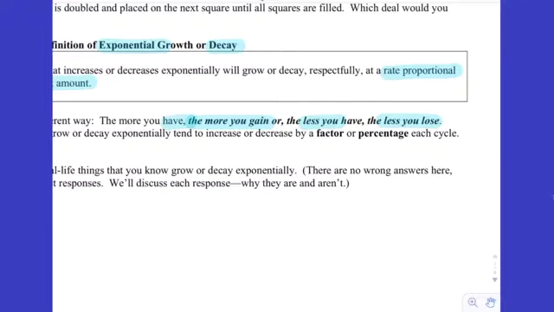So what about something that decays exponentially? Decay means decrease. But it sounds more Halloweenish when you say decay. What decays exponentially? Baby diapers on the side of the road?